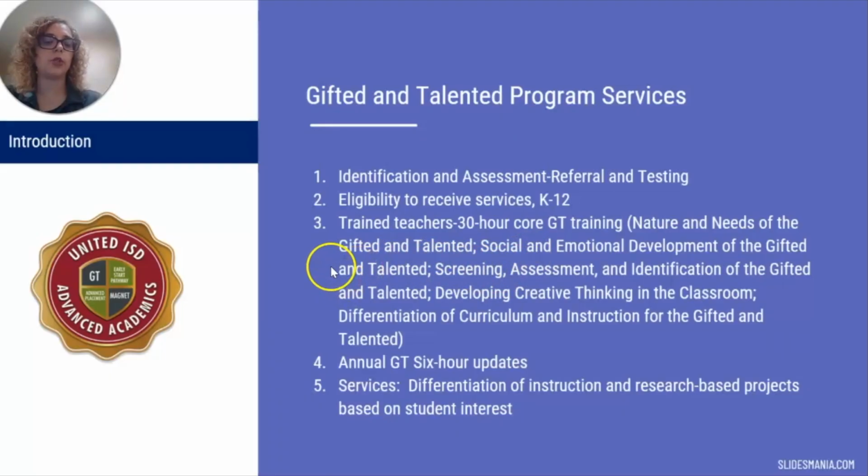I meet with the teachers, I go over the procedures, and then they work on an online platform, which is through Responsive Learning, so they can continue with their training. It does take 5 days. The days are divided about every 2 to 3 weeks to give them time to plan and, of course, not to lose instructional time from their classroom. Then we also have our annual GT 6-hour update, and this is for any teacher who has already received the 30-hour training. They need to receive a 6-hour update on a yearly basis if they are servicing gifted and talented students in their classroom. And of course, the services will be through differentiation of instruction in the classroom and research-based projects based on student interest. This is also in the classroom, along with any other activities and enrichment programs that are offered at the campus and the district level.